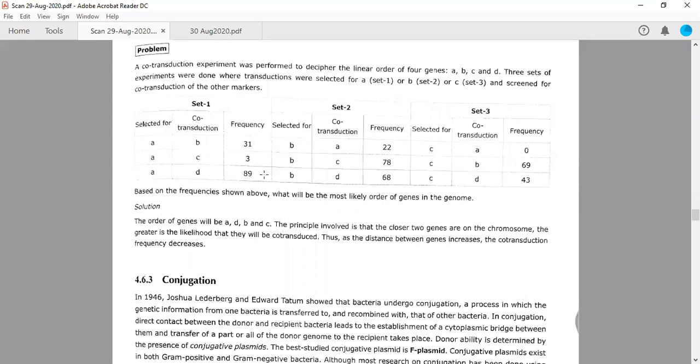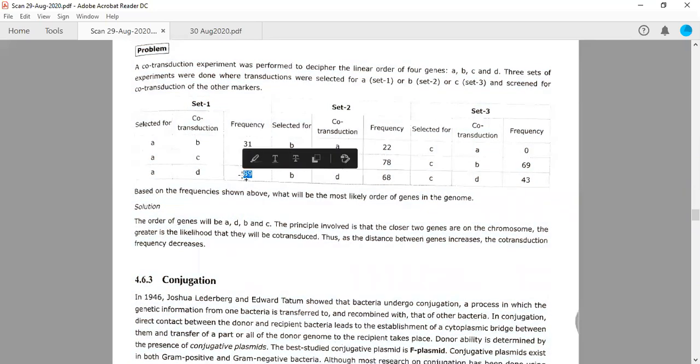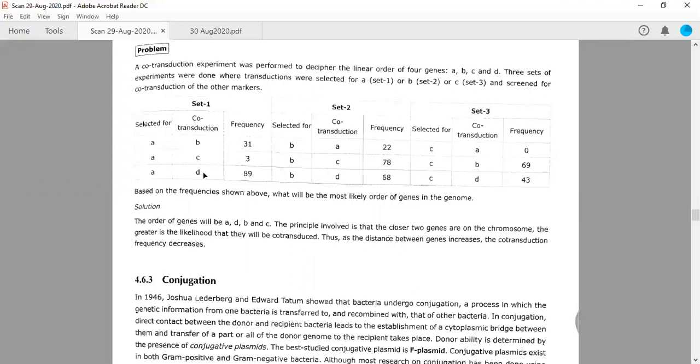For example, if in the first set of experiments you find that 89% is the co-transduction frequency, then the cells having both A and D genes are very high in number. It shows that the A and D genes are very close together, therefore they are co-transduced. The second is A and B. And the third, the distance between A and C, is maximum, therefore they show only very low frequency.